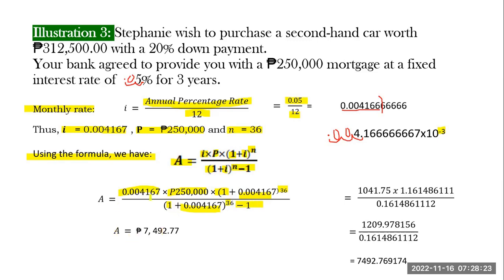And if you directly enter this one in the calculator, 0.04167 times 250,000 times, okay, parentheses, 1 plus 0.00417, close parentheses, and then exponent niya 36, raised to 36, divided by 1 plus 0.00417 raised to 36 minus 1, and that will be equal to 7,492.77 pesos. This is the monthly payment for the loan.